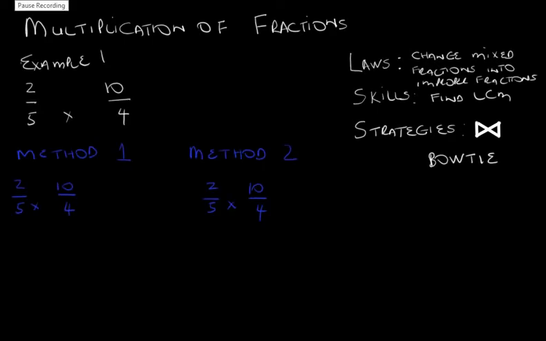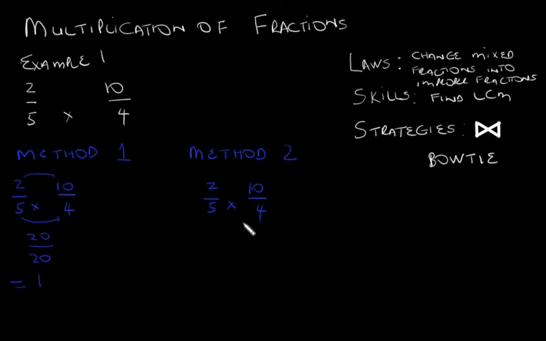Now there are two methods for solving the sum. We can say numerator times numerator, denominator times denominator. 2 times 10 is 20, 5 times 4 is 20. Now once we have this value, we can simplify and say 20 divided by 20 is 1.